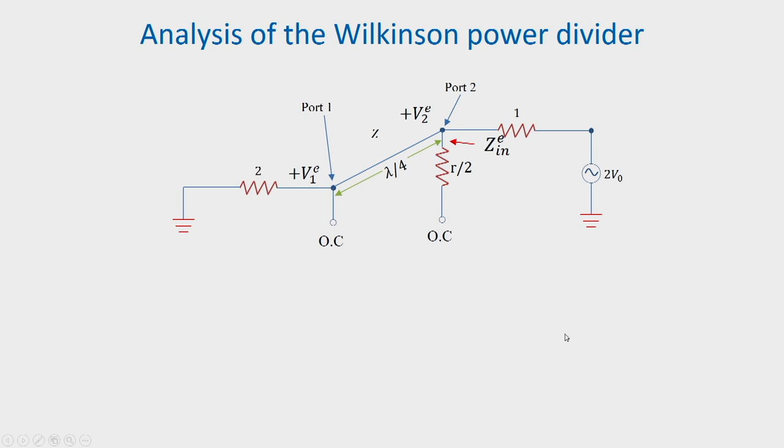Now, let us see what impedance we see if we look from this point when we have this circuit and these two points are open circuited. In that case, the R/2 will be a floating resistor, so it will not contribute to the impedance at this point. The impedance at this point will be this normalized 2 ohm resistance being transformed by this quarter wave transformer having characteristic impedance Z. Therefore, we can write Z_in_E into 2 is equal to Z squared, or Z_in_E is equal to Z squared by 2.